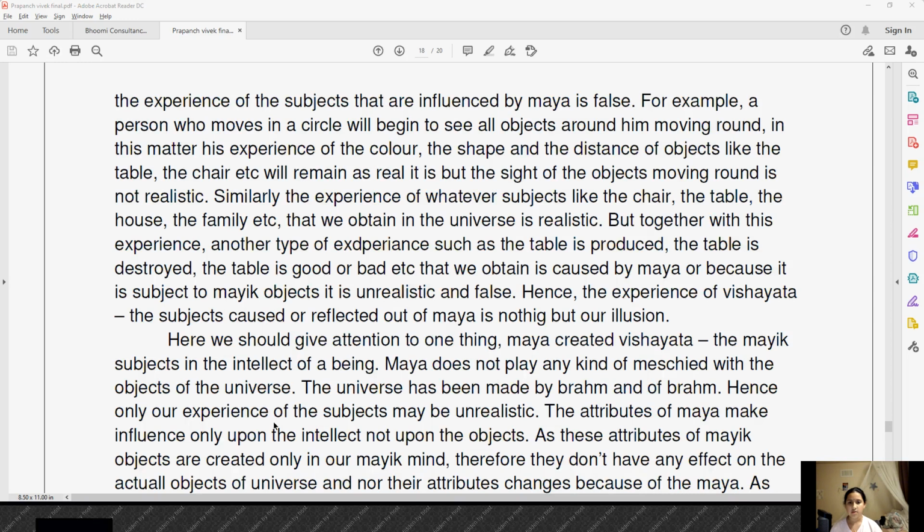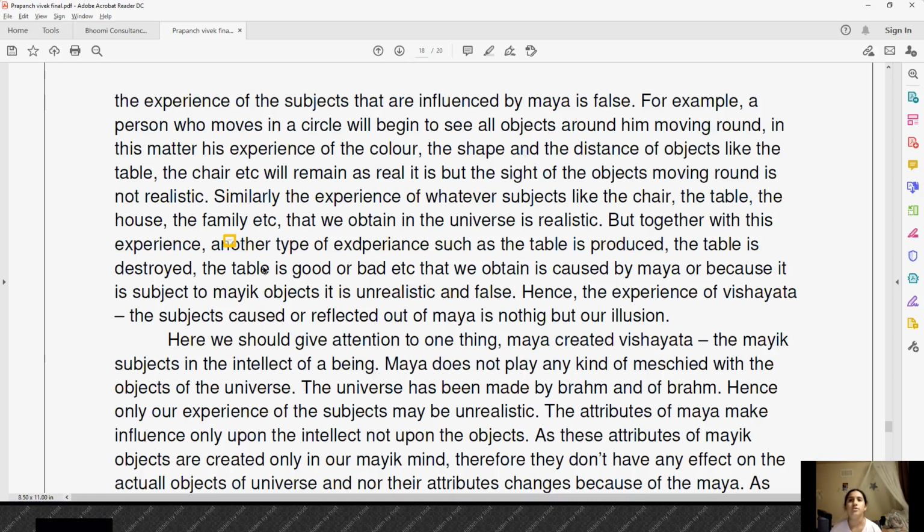But together with this experience, another type of experience, such as the table is produced, the table is destroyed, the table is good or bad, etc., that we obtain is caused by Maya, or because it is subject to Mayic objects, it is unrealistic and false. Hence, the experience of Vishayata, the subjects caused or reflected out of Maya, is nothing but an illusion.